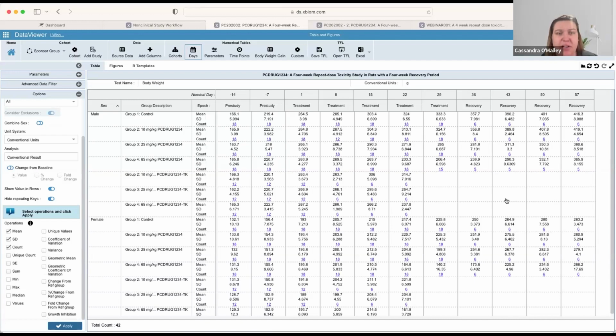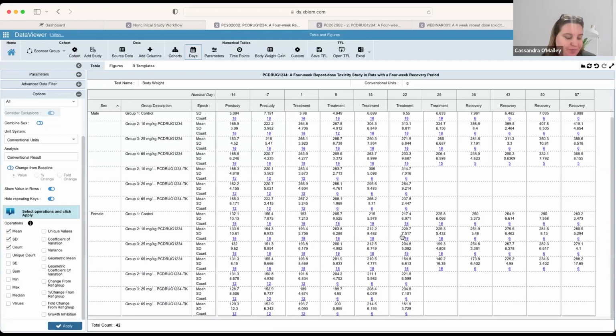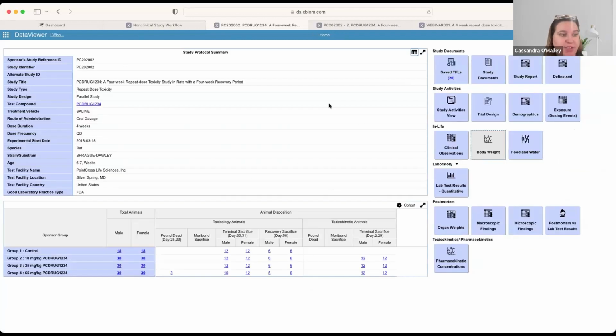If any of these summary or count values are off, there is going to be a mismatch with the report. The SEND dataset should be evaluated, and this is another check that you have where everything is summarized. Next, I'm going to be switching over to the microscopic findings domain.